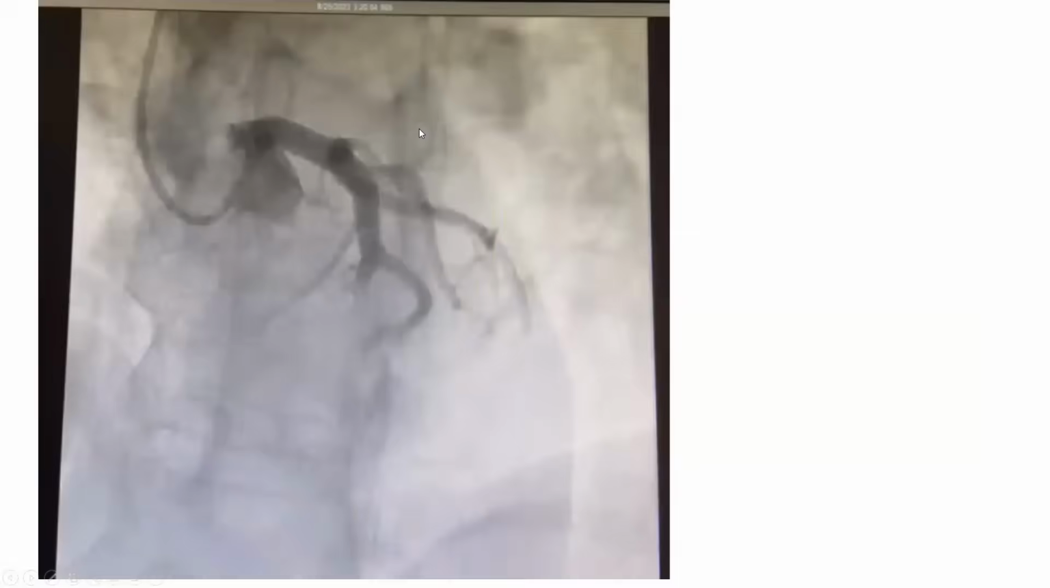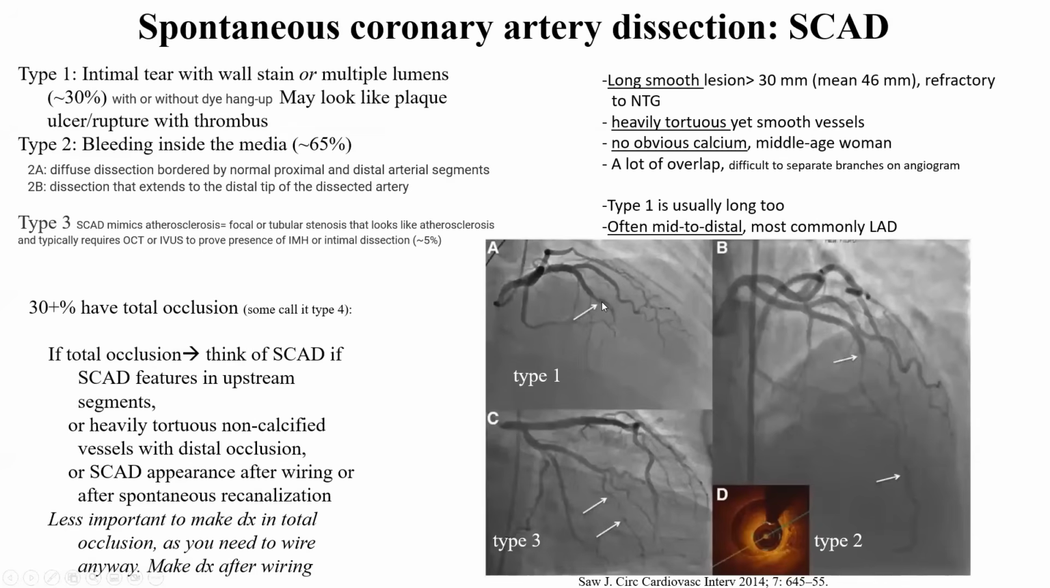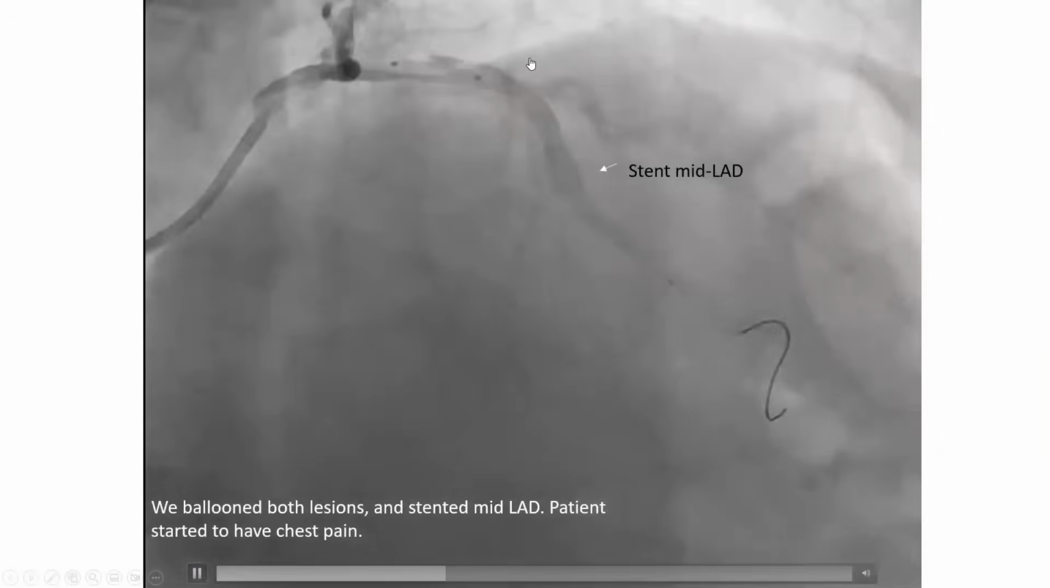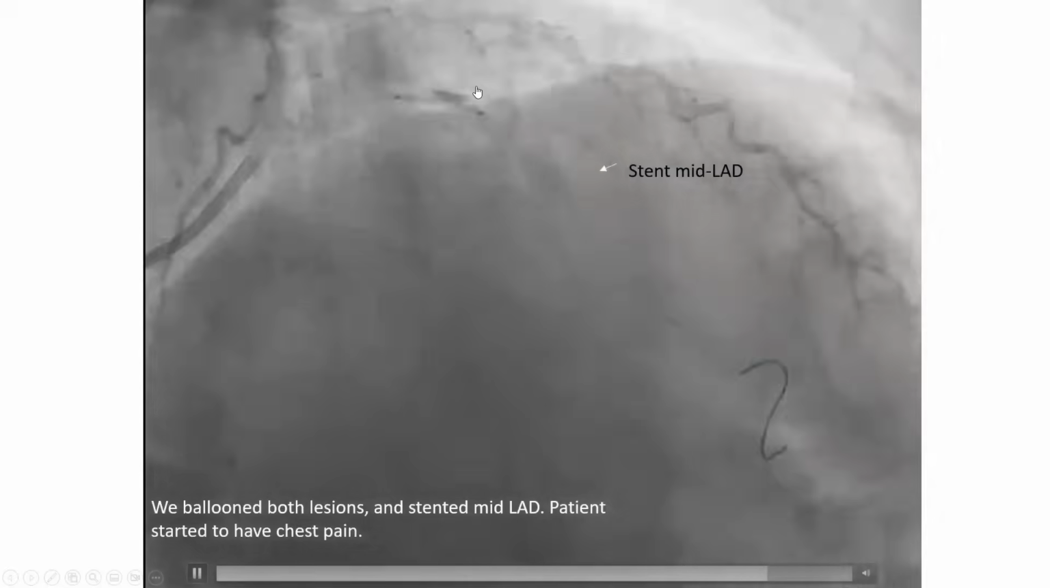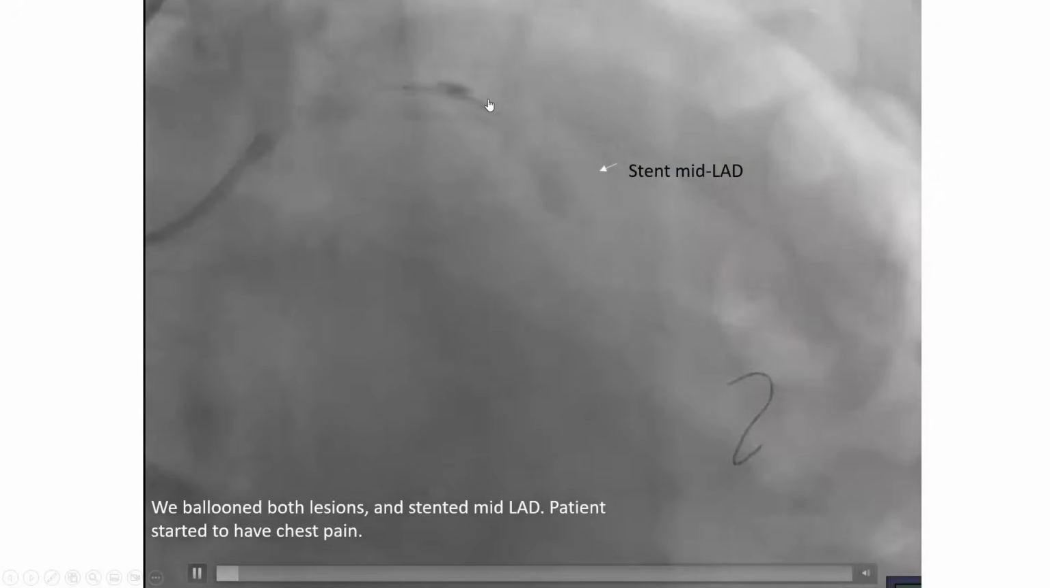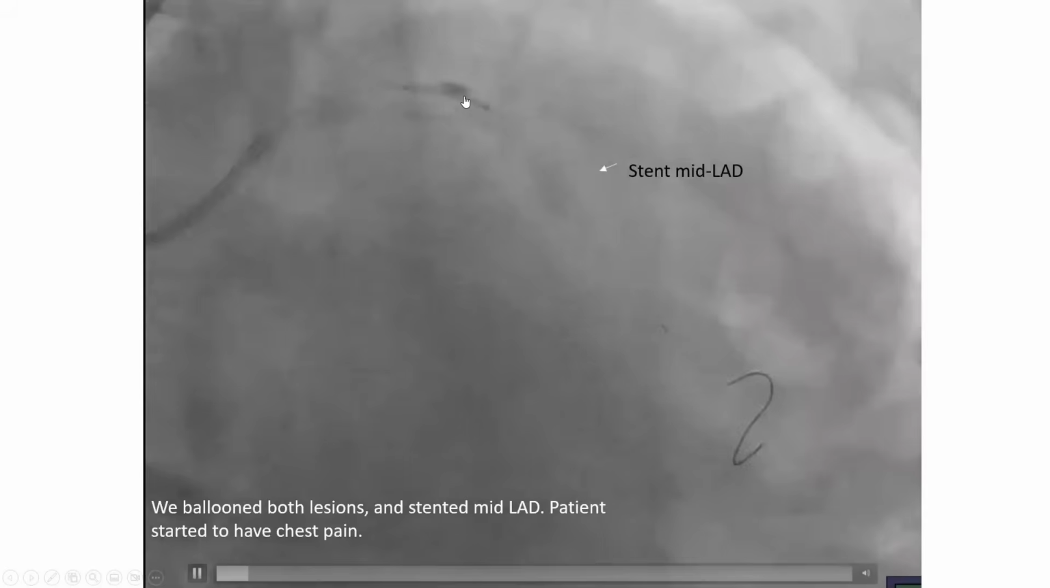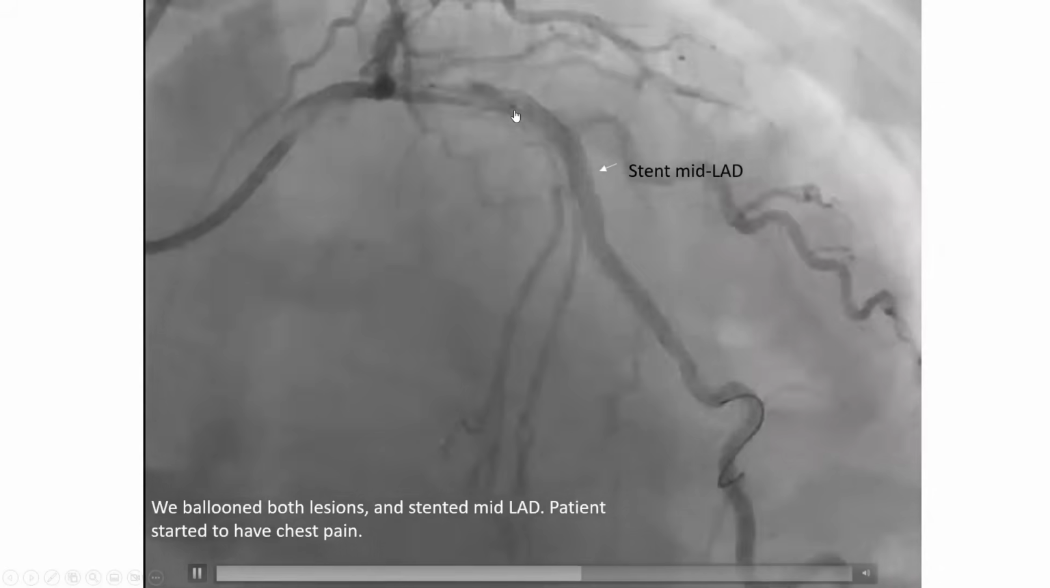Type 1 is where you see a flap and a stain, kind of what I showed here. This is iatrogenic dissection, but that's kind of what type 1 SCAD could look like. You don't always see a stain in type 1. You see either a double lumen and or a stain, but it would be something like this, except it would be longer if it is type 1 SCAD.